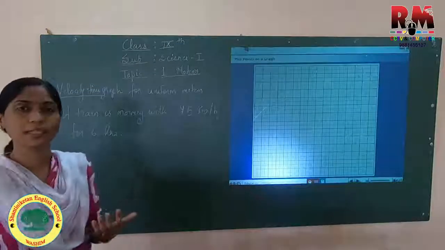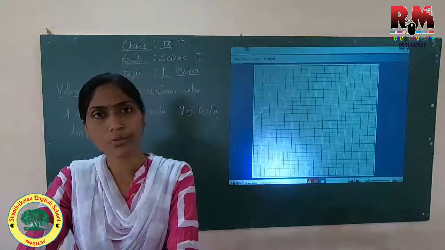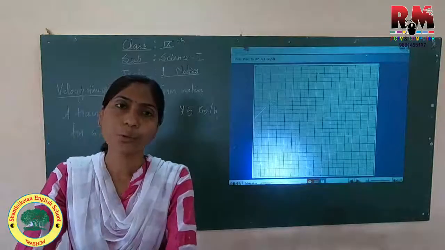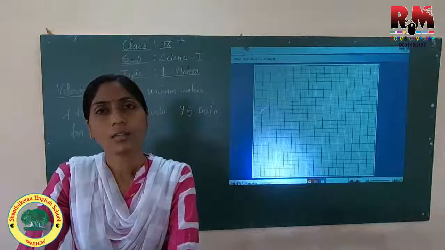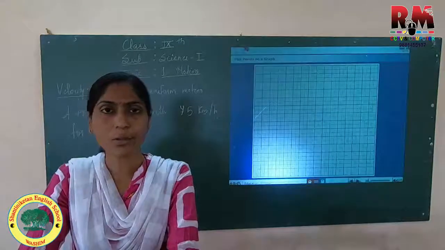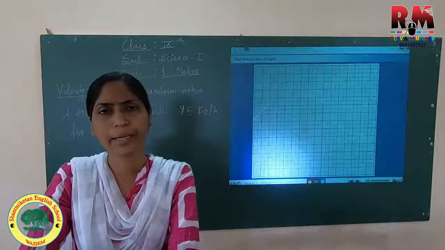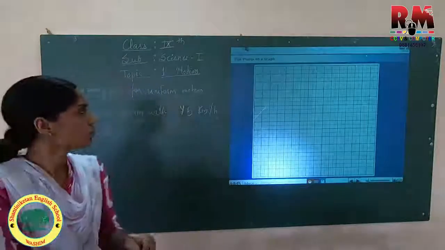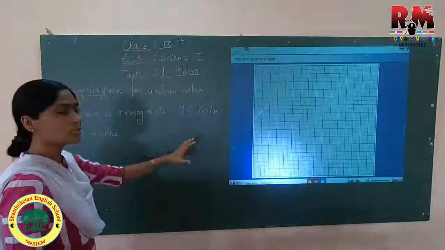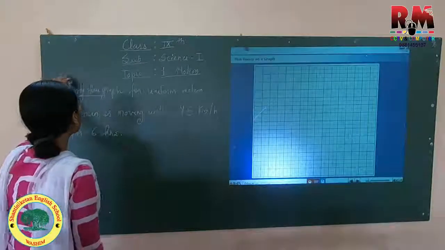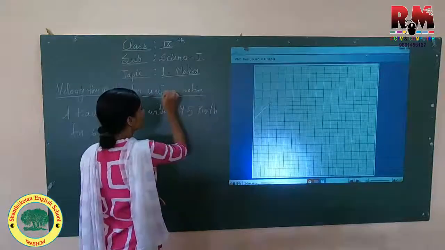Till now we have studied distance and time graph for uniform motion and for non-uniform motion. You have to practice, take values according to your wish. Take your time in hours and distance in kilometers, or in minutes, seconds. Try to plot the graph. You need practice for this graph. Now, for the velocity time graph, first we are going to see uniform motion.